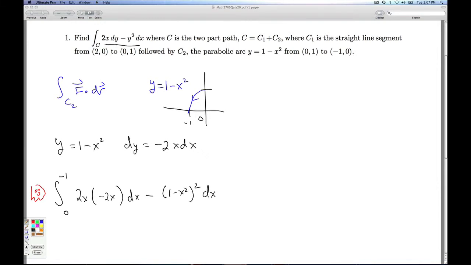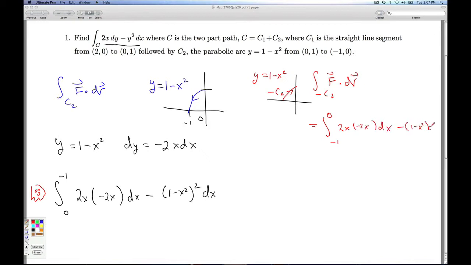And here's why. I'm going to use red here. What if I just wanted to set up the integral for the opposite path? So y is still 1 minus x squared. How would I set that up? I'm going to call this curve negative C2, because that's what it is: it's C2 with opposite orientation. I'd have the integral over negative C2 of F dot dr equal to the integral from negative 1 to 0 on x, and I'd have this same thing, because the relationship between y and x hasn't changed.